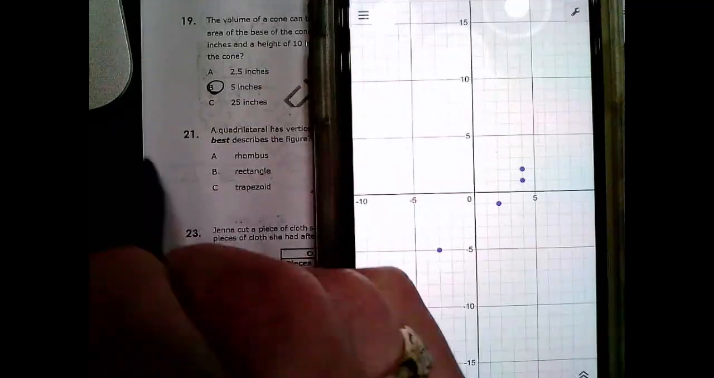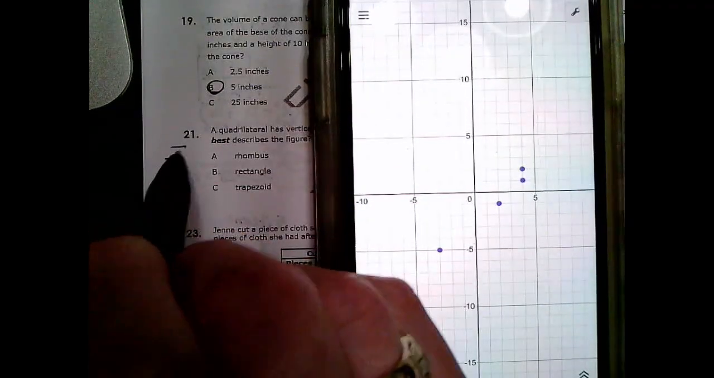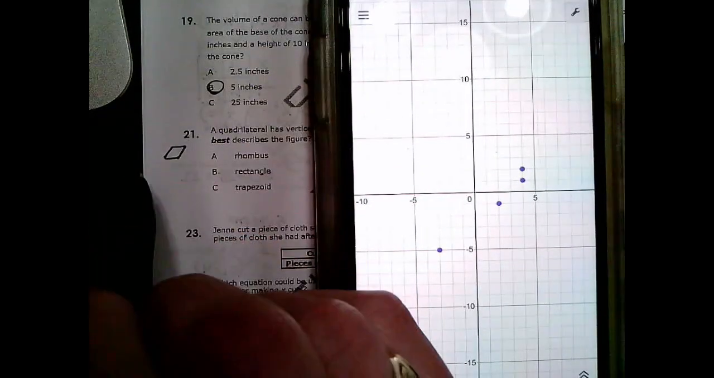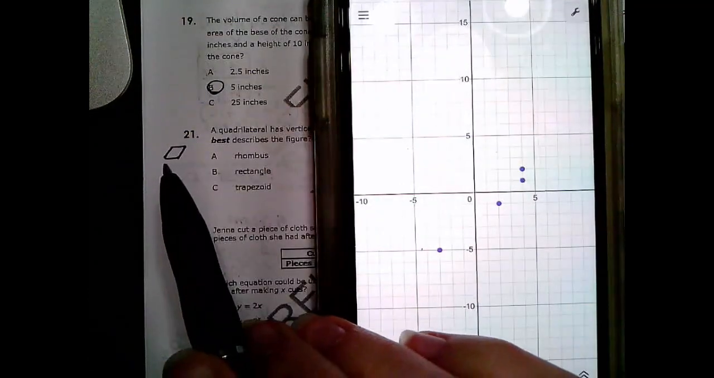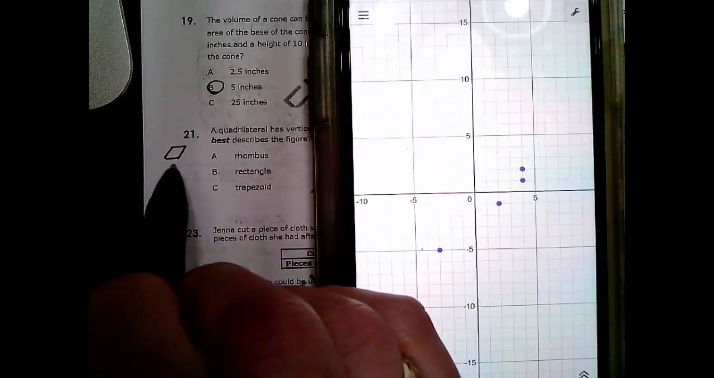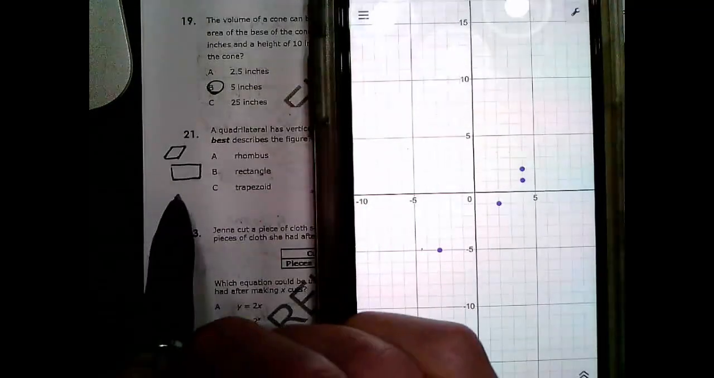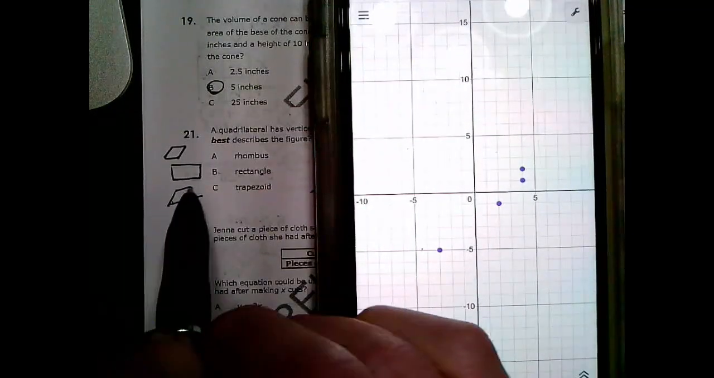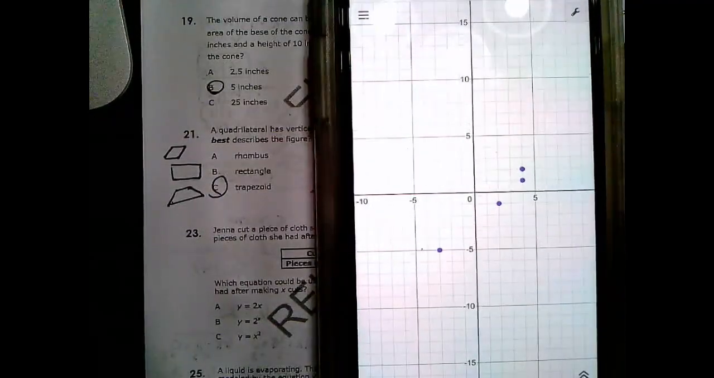Rhombus, rectangle, trapezoid. Okay. Well, first of all, a rhombus would mean all of the sides are equal. They're just tilted slightly. And this shape, if I were to connect these points, I know it would not give me a rhombus. Okay, rectangle, we all know what a rectangle looks like. It makes 90-degree angles. This is not happening. Trapezoid can look like this, typically, but it can also be stretched out, and this is a really funky looking trapezoid. So the answer for this is C. I just eliminated A and B, and 21 is C. It will be a trapezoid.